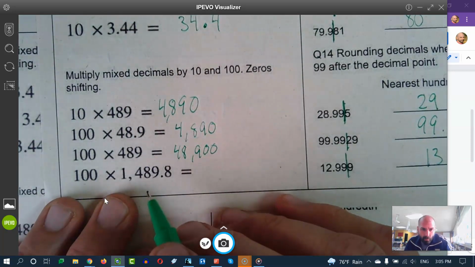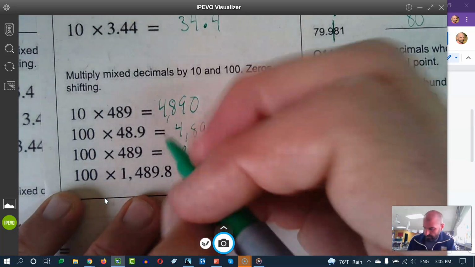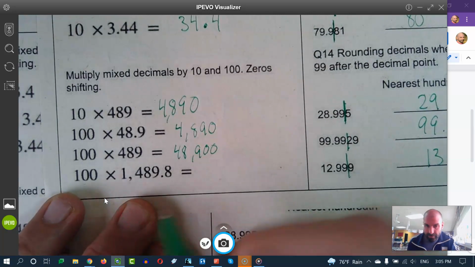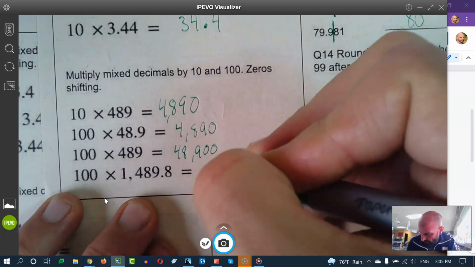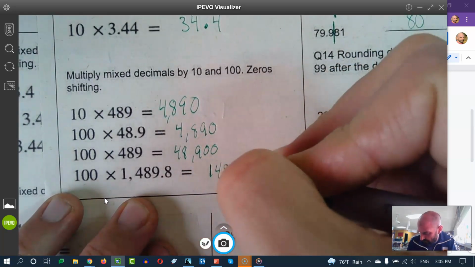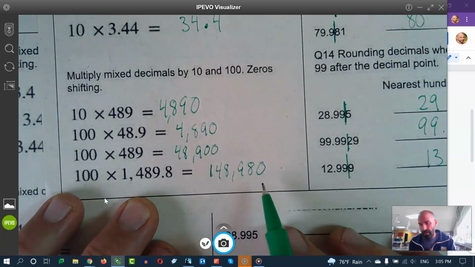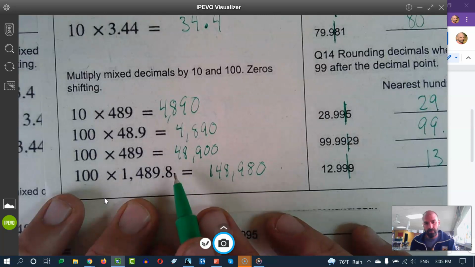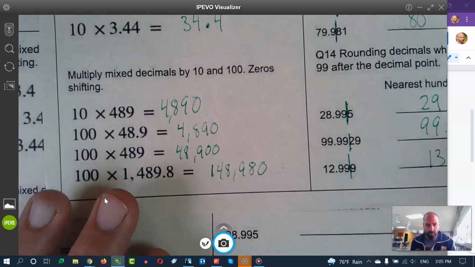Then we have 100 times 1,489 and 8/10. Everything's shifting 2 spots, so this was at the thousandths, so it's going 10,000, 100,000, 148,980. So that 8 shifted from the tenths to the tens, and the 0 that was here is now in the ones.